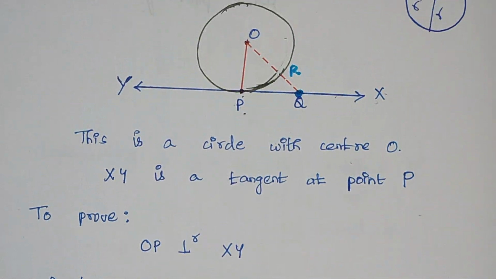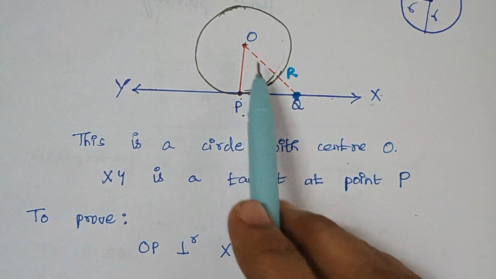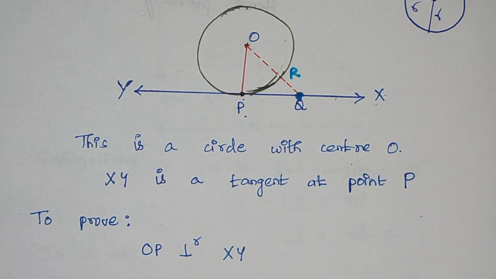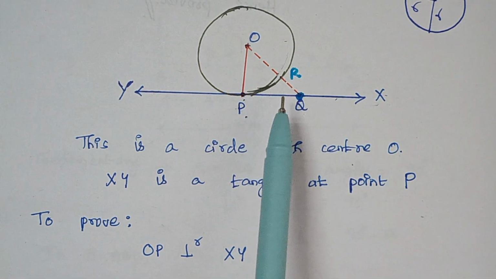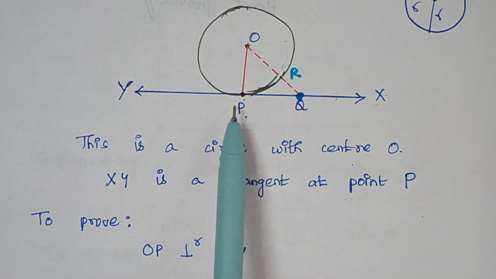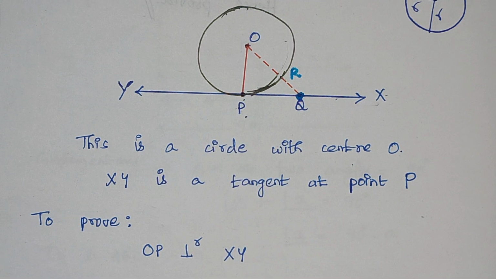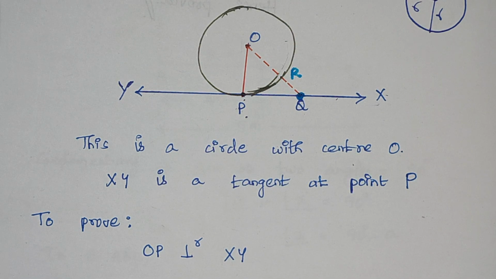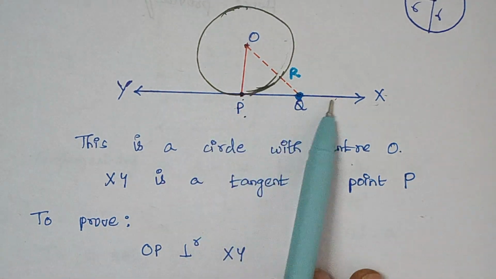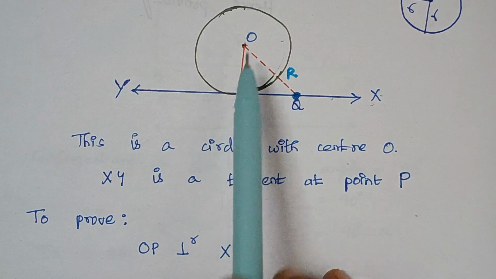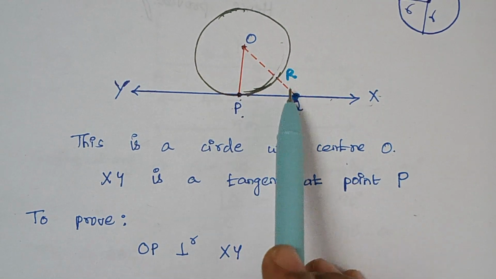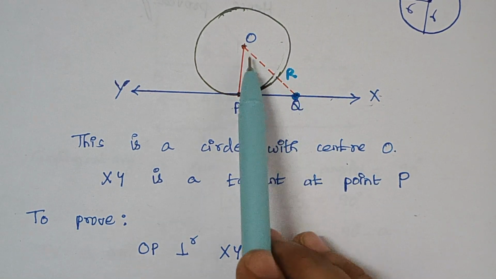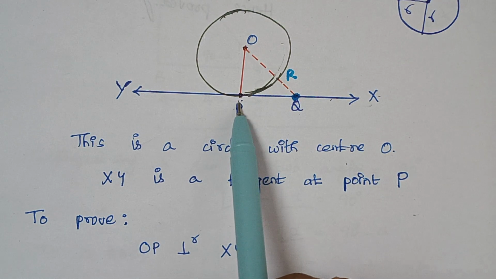Now we are going to compare OP and OQ, right? So from observation, we can tell that OQ is greater than OP. Say yes or no? Obviously yes, right? Technically we can define it a little more, but from the diagram it is evident. This is OP and this is your OQ. So obviously here OQ is greater than OP, right?